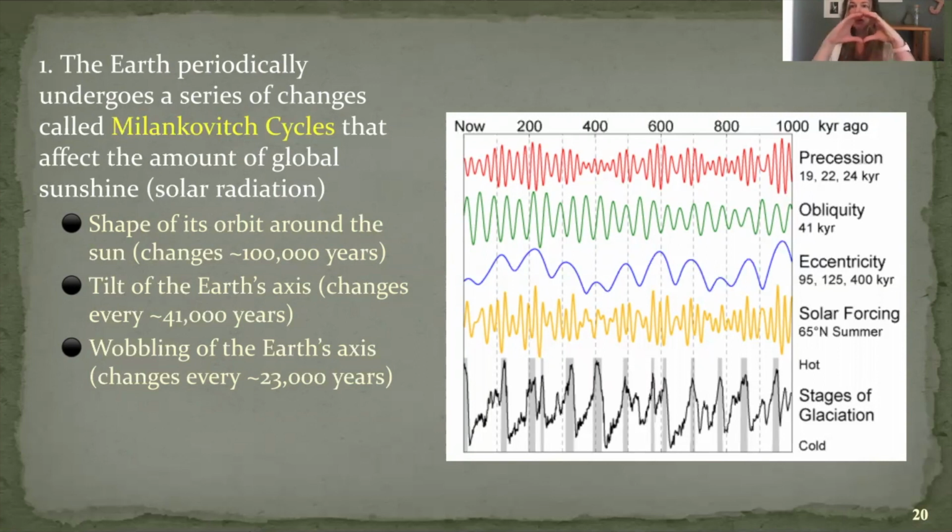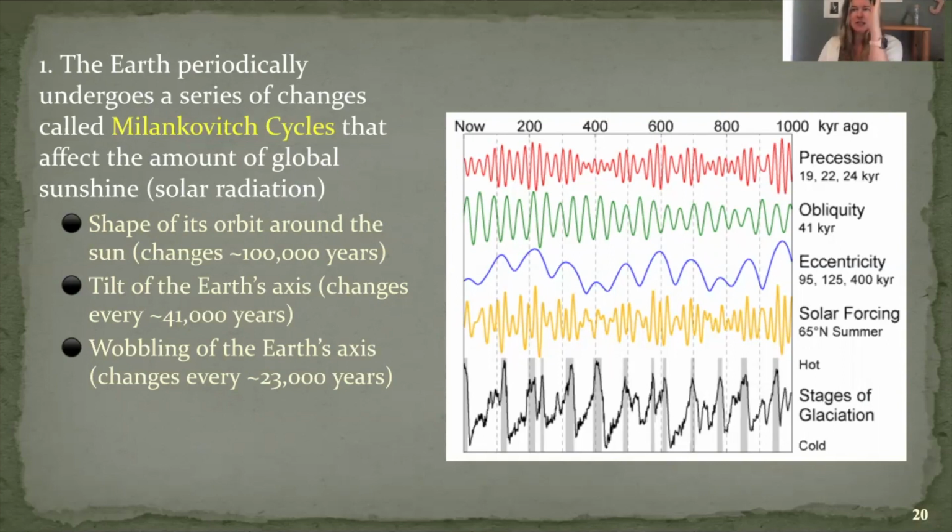It's not quite a circle. It's a little bit more of an ellipse, kind of like an oval. It pretty much looks like a circle. It's close enough to a circle, but technically, mathematically, it's an ellipse. So the shape of the orbit shifts about every 100,000 years.